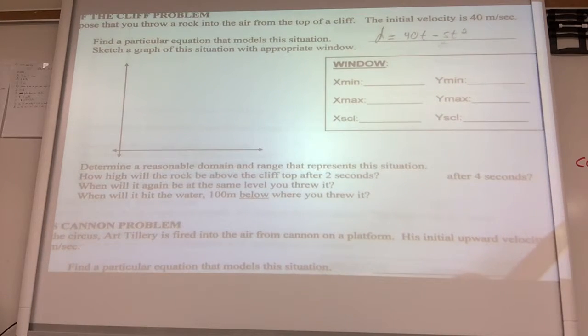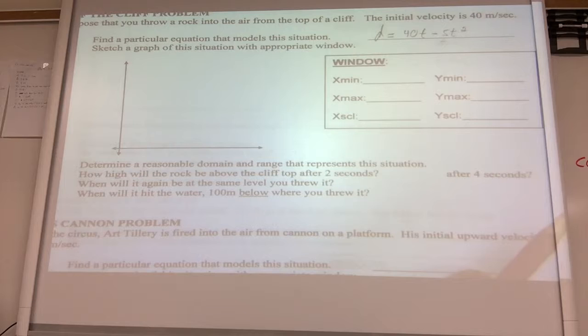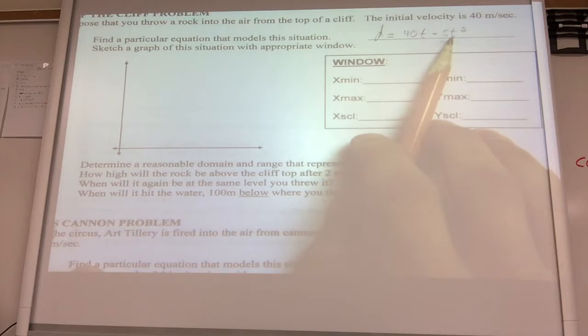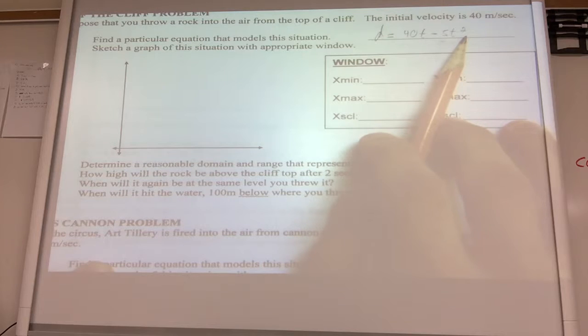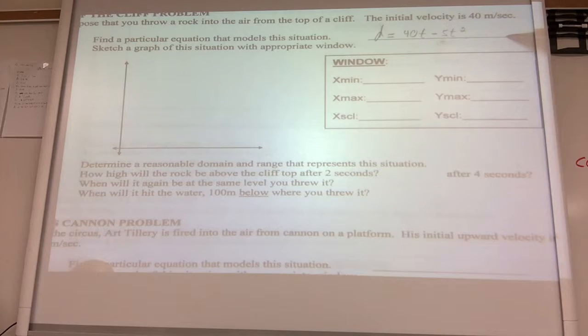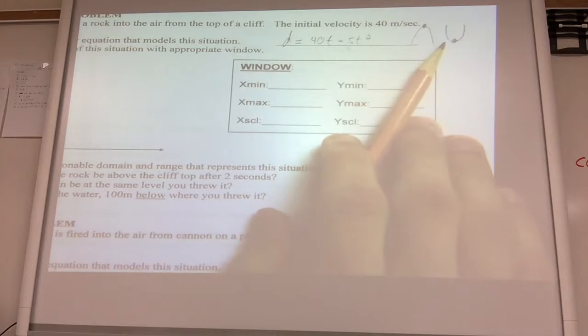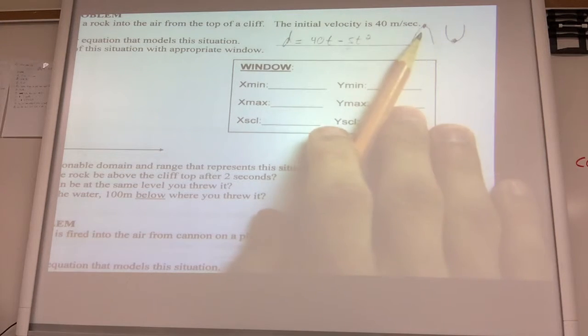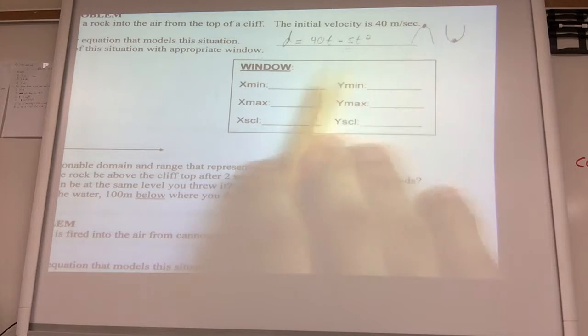It says, sketch a graph of this situation with appropriate window. In order to do that, you need to answer a few questions, and typically I would just tell people to start off by finding that vertex. It's always the same, guys. Everything is based on the vertex, because if it's a quadratic that's concave down, the vertex is the maximum. If it's concave up, it's the minimum. So everything about the window is based on that vertex, a lot of it pretty much. So I'm going to start off finding the vertex.